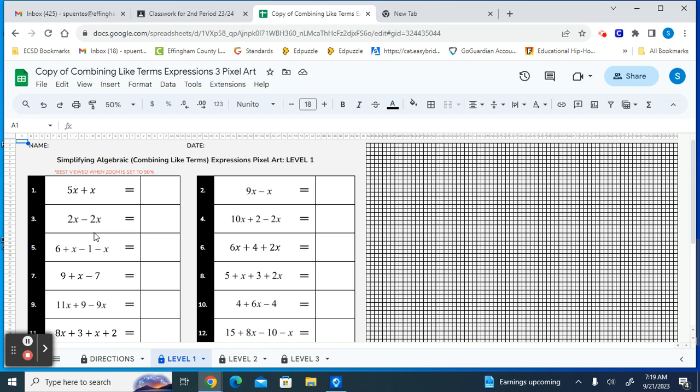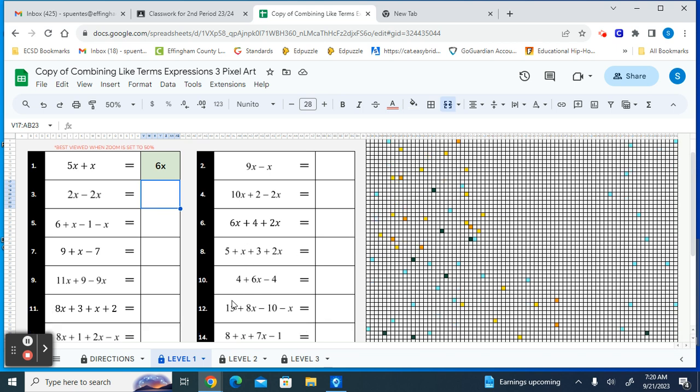So we're going to go to level 1 and we're going to look at this. Now you are going to write this on a sheet of paper that you're going to turn into me. So you have a 5x plus x. So we know that there's an imaginary 1 in front of it. So it would be the same as saying 5 plus 1 will give you 6x. So over here, we're going to write 6x down. Go down, and it is correct. So it's turning green, and your picture is coming over here.